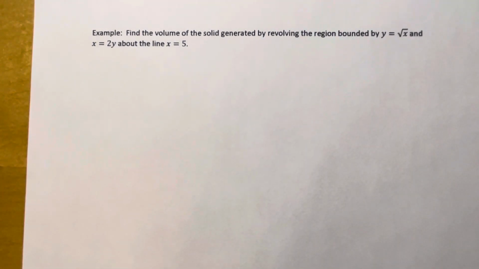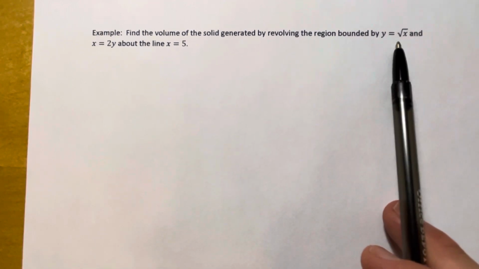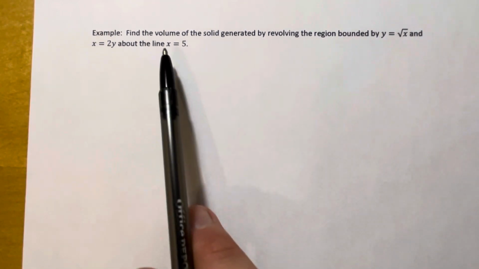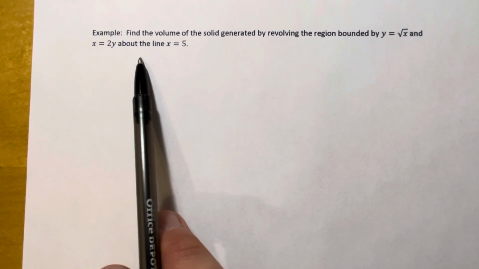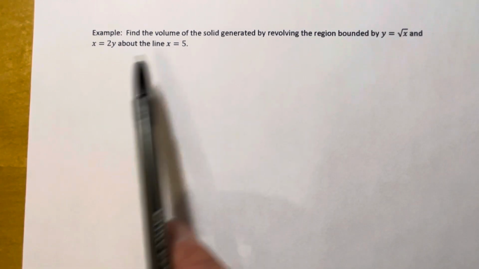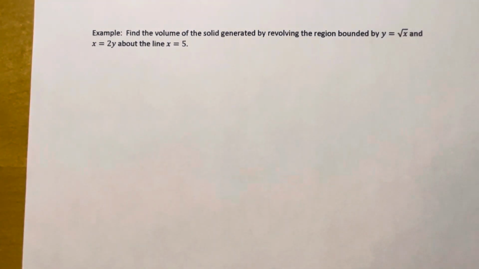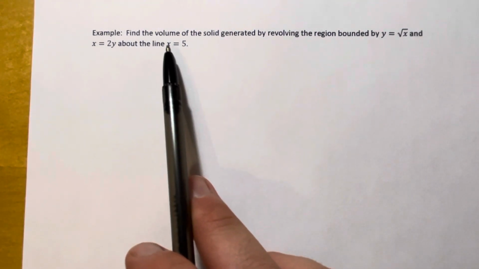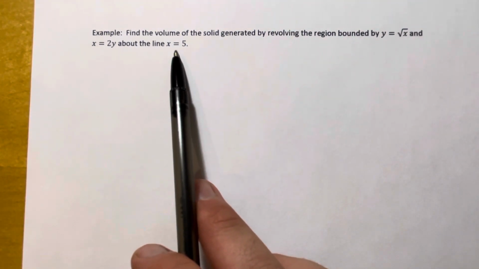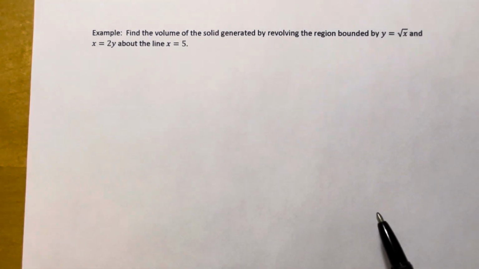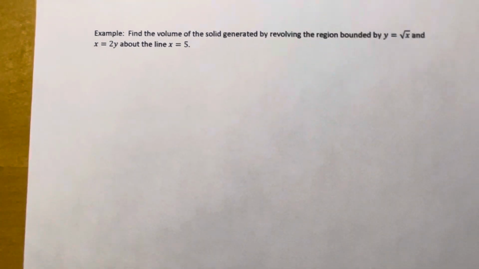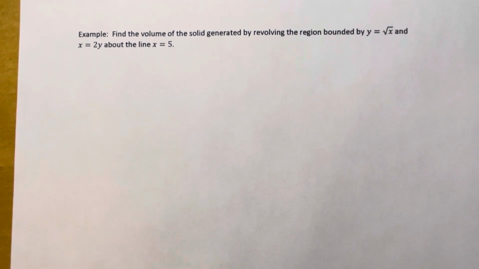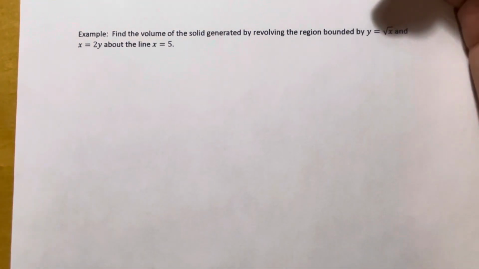This time we want to find the volume of the solid generated by revolving the region bounded by y equals the square root of x and the line x equals 2y about the line x equals 5. Okay? This is different in the sense that we're revolving a region about a line that is neither the x nor the y axis. We saw examples like this in the previous section, but this is our first time encountering one of these with the shell method.